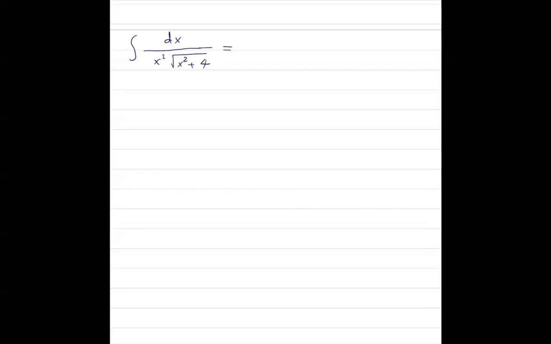This can be written as the integral of dx divided by x squared times the quantity x squared plus 2 to the power 2 under the radical. So what substitution helps here is x equals 2 tangent of theta. Why is that? Because you can simplify your denominator. x squared is equal to 4 tangent squared of theta.